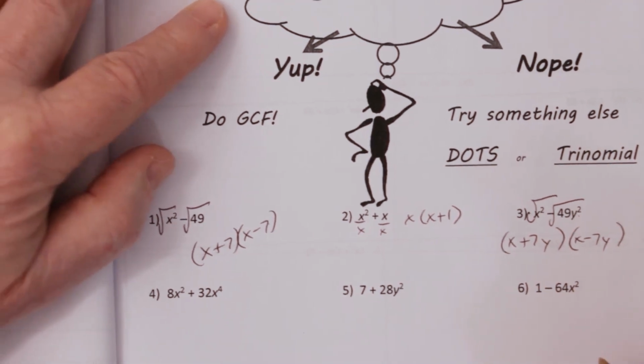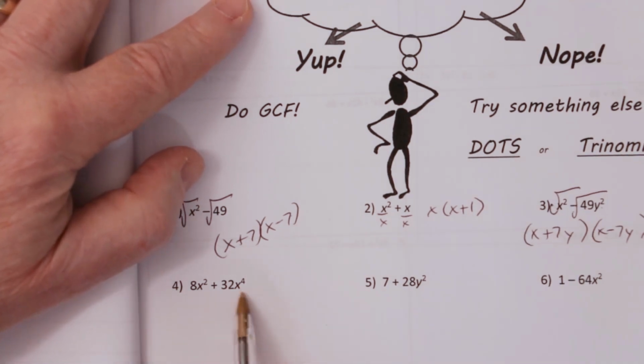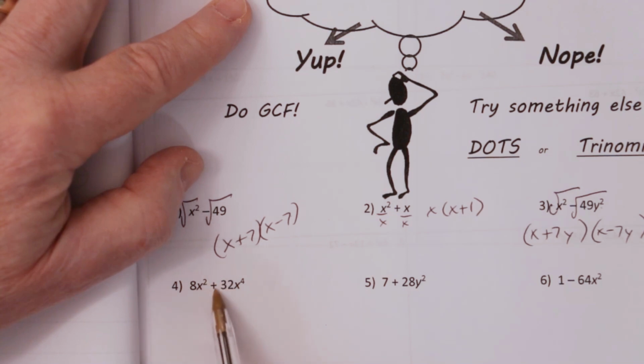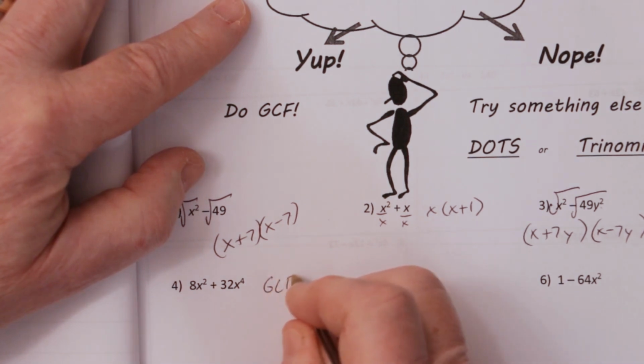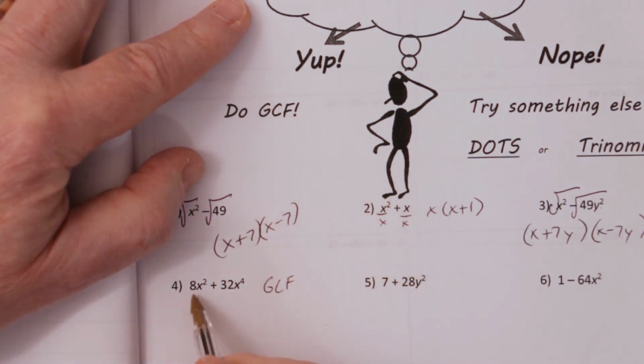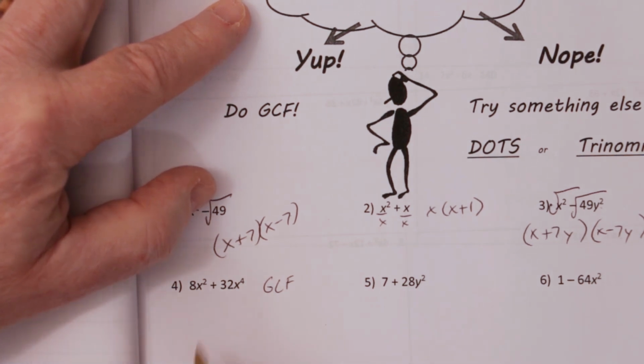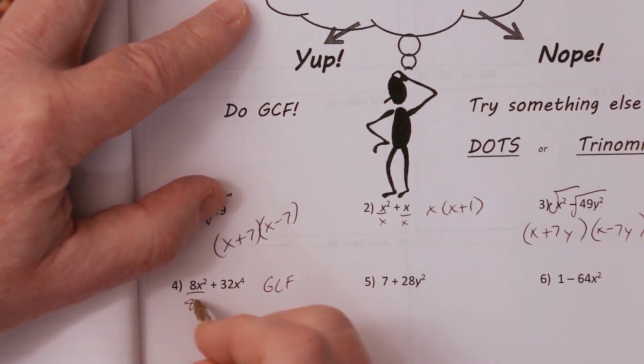Okay, so the next one only has 2 terms. Okay, so I can't do trinomial factoring. It's got a plus sign between it and no negatives anywhere, so I'm not going to be able to do dots, so this is just going to be a GCF. Okay, and if you look at it, well, first of all, it's not in standard form. All right, so I got to think about that for a second too. Maybe I'll switch it around before I do my GCF, or maybe I'll just switch it around when I write down my answer. But the greatest common factor of 8 and 32 is 8.